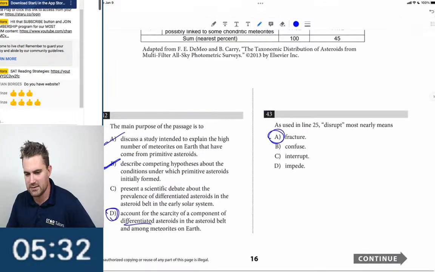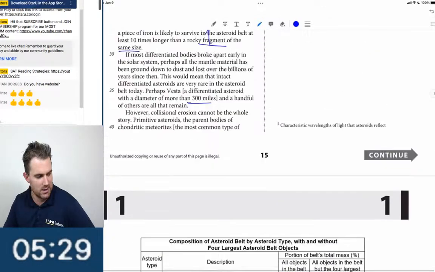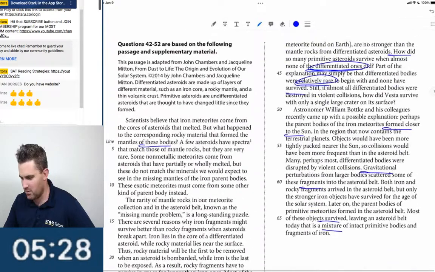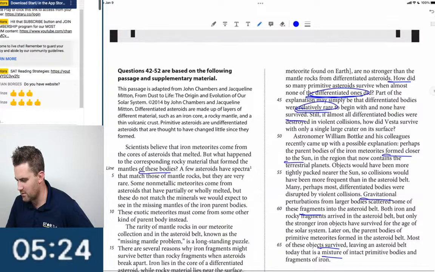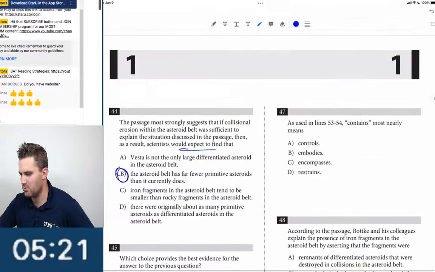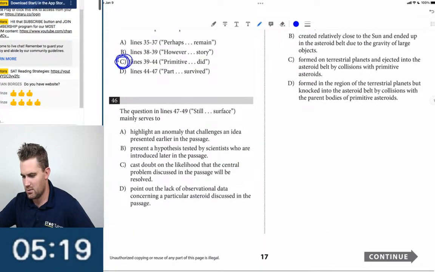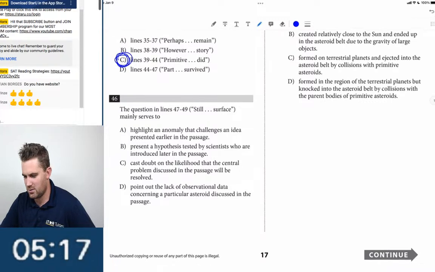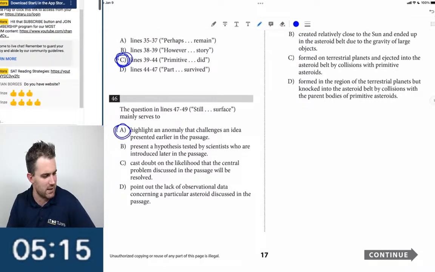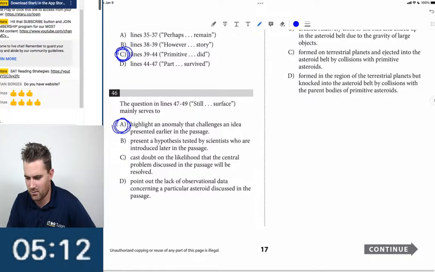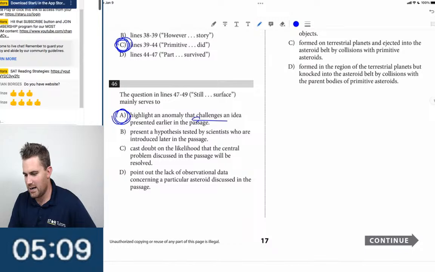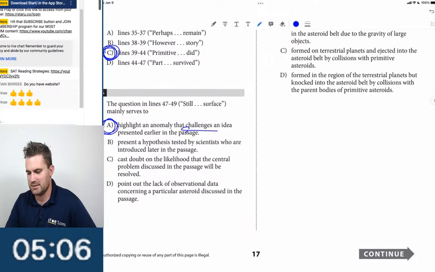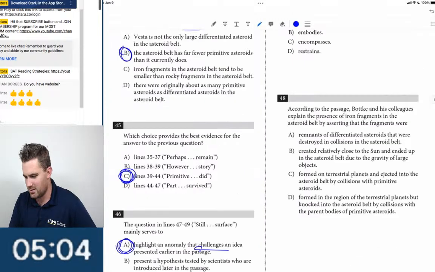Lines 47 through 49. Man, we're running low on time. Yeah, it's great, guys. As you look at this one, I think it's time. Anybody have any questions on that? Thanks, Jane, for the thumbs up, by the way. Highlight an anomaly that challenges an idea. I think that's exactly what I just wrote. We just present the hypothesis. Now I've got to keep moving, but I think that's right.